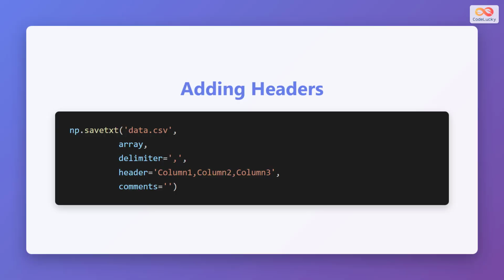You can add column headers to your output file using the header parameter. Set delimiter to comma, then use header equals with your column names separated by commas, all in quotes. Set comments to an empty string to prevent the default hash symbol from being added before your header. This creates a properly formatted CSV file with column names in the first row.